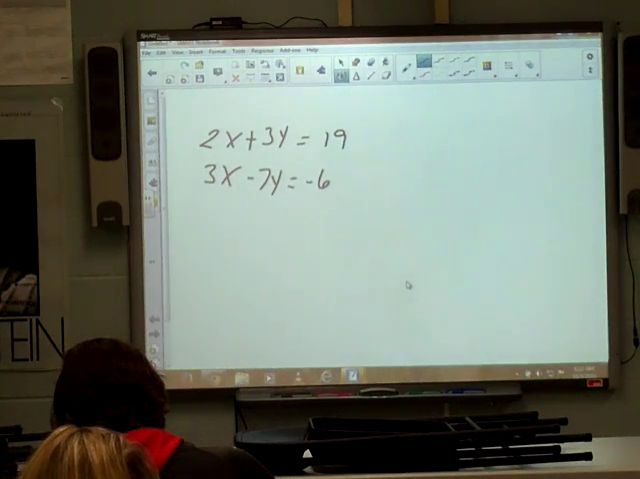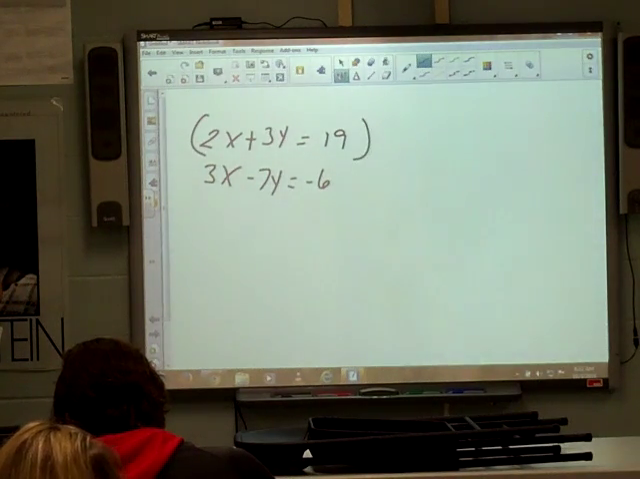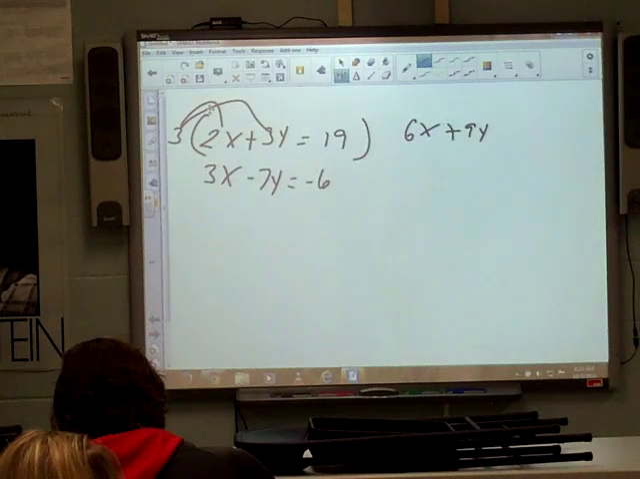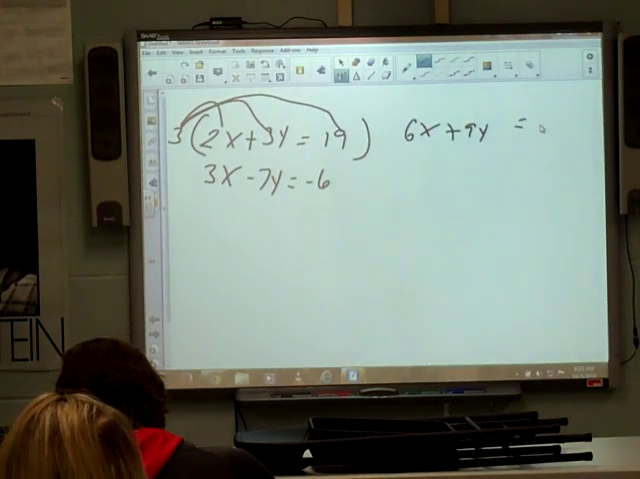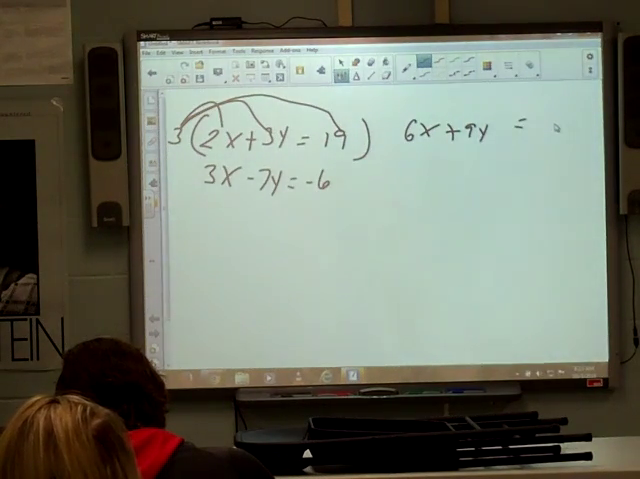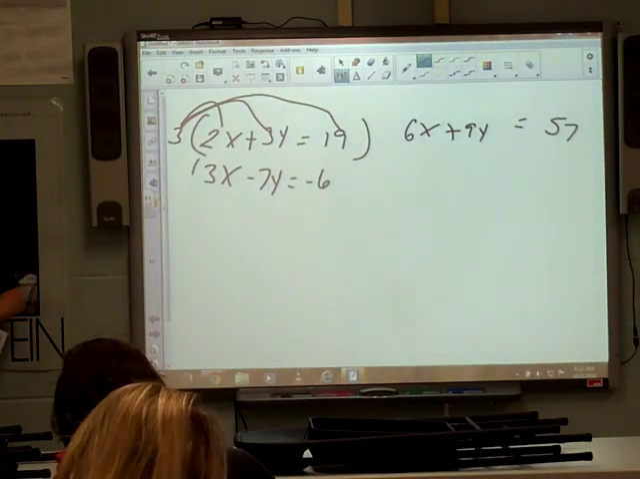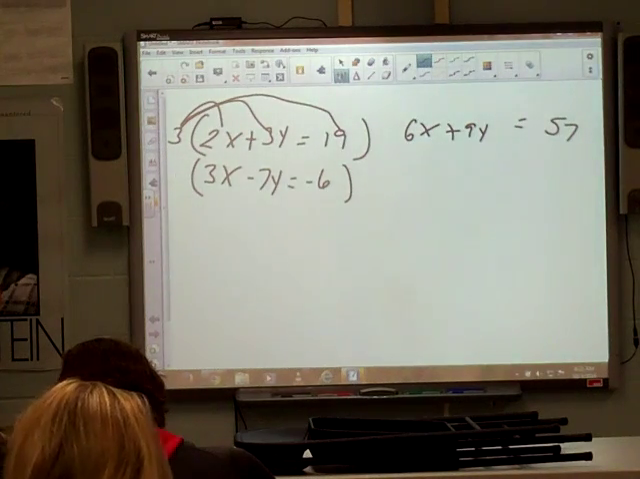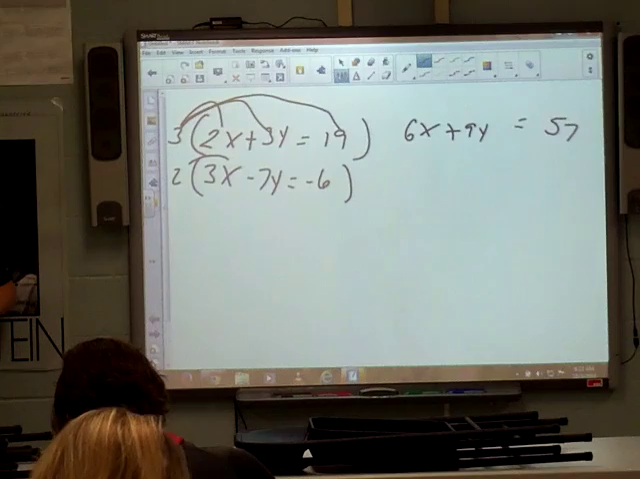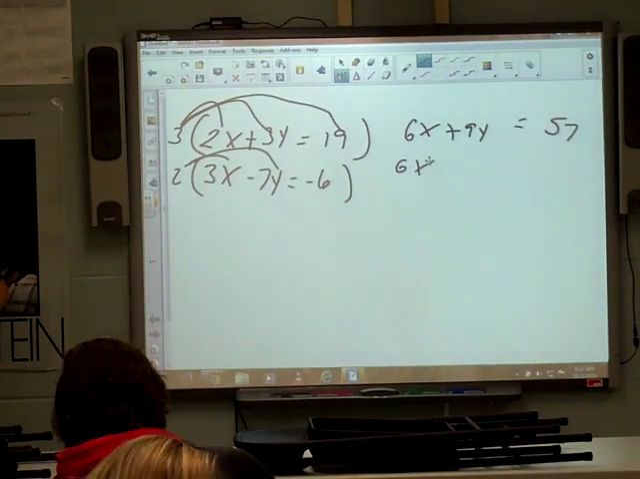Make them 6's. So to make this first x a 6, I have to multiply it by 3, which means I have to multiply that entire equation by 3. That gets me 6x plus 9y. Don't forget the equals part also. Equals 57. 19 times 3 is 57. Now, what do I need to multiply the second equation by to get a 6x? 2. So that gets me 6x minus 14y equals negative 12.